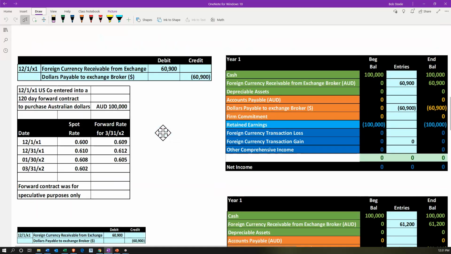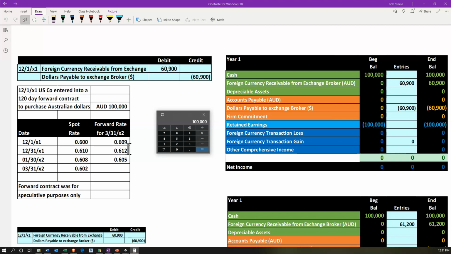So first we're just going to simply put the forward contract on the books. I'm going to pull up the trusty calculator, which is floating up in a different screen. So we're going to pull that thing down, and we're going to have the Australian dollars, which is 100,000. We're going to multiply that times the current time period, which is going to be 12-1x1. That's when we started the forward contract, and it's going to be lasting for 120 days.